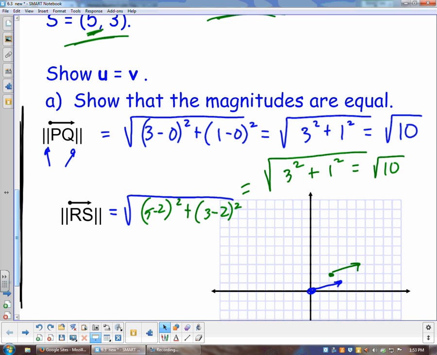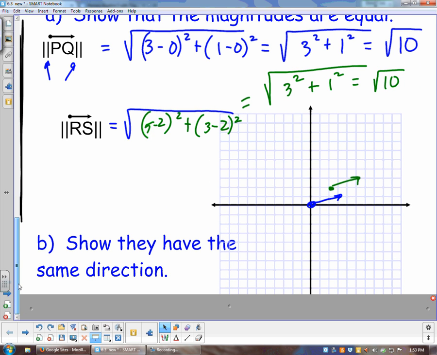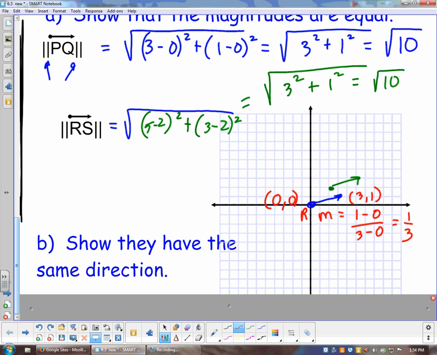That was only one part, though, of saying that they're equivalent, because not only do they have to have the same length, but they also have to have the same direction. To find the direction, we're going to need to find the slopes. For the first one, from (0, 0) to (3, 1), the difference in my y's is 1 minus 0, and the difference in my x's is 3 minus 0. That vector PQ has a slope of 1 over 3. So that's the direction that it's heading. It's heading up 1 and to the right 3.